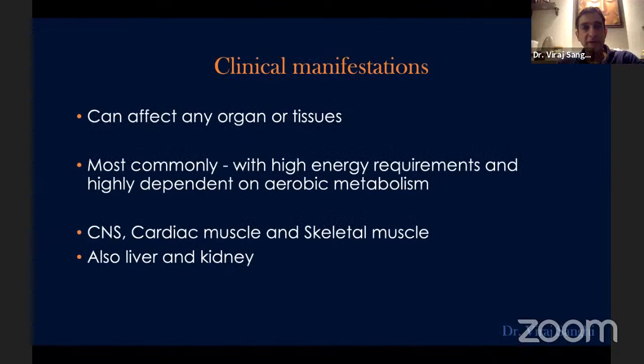So mitochondrial disorders can really affect any organ or tissue in the body, but most commonly those with very high energy requirements that are highly dependent on aerobic metabolism are the ones most likely to develop mitochondrial pathology. And this includes, of course, the CNS, the cardiac muscle, and the skeletal muscle. Liver and kidney are also involved.